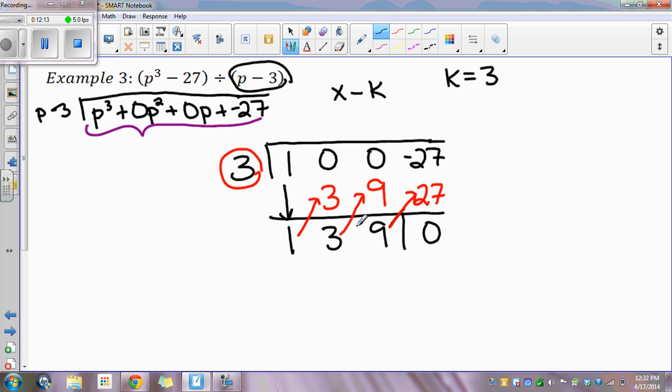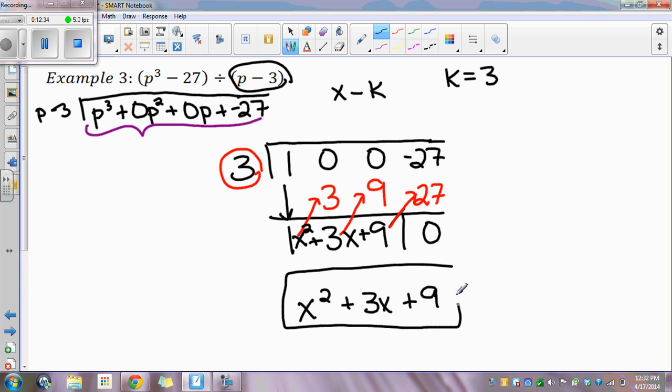So we once again have a 0 as a remainder, and we have to go back and fill in our x's. So here's a plus, this term will be an x, and this term will be an x squared. Let's rewrite it to make it more neat. X squared plus 3x plus 9. There you go. That's your answer.